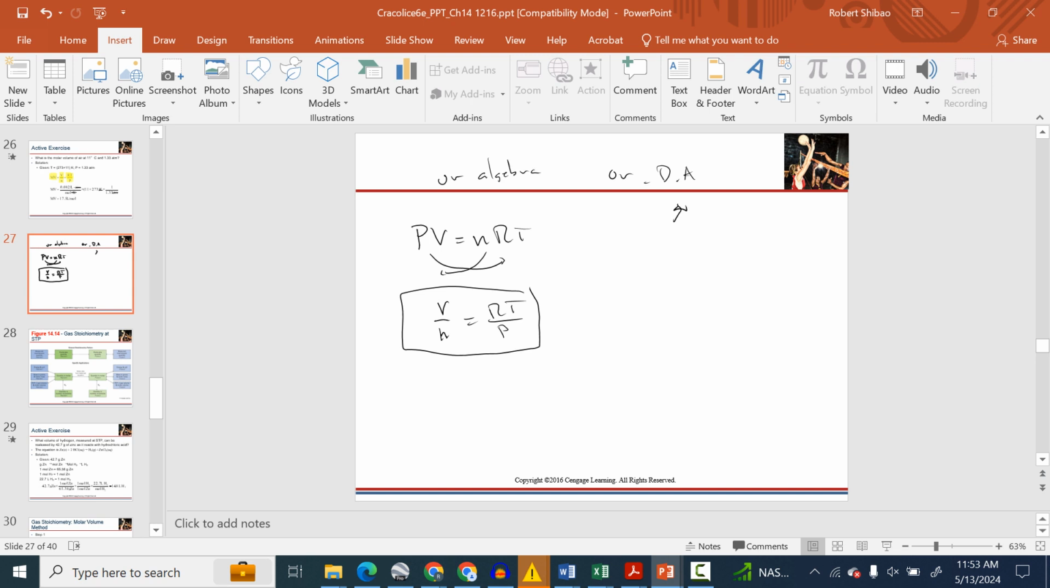For dimensional analysis, we want the units liters per mole. And so we have to figure out, how do we get liters on the top? Well, to get liters on the top, we typically want the volume to be on the top.